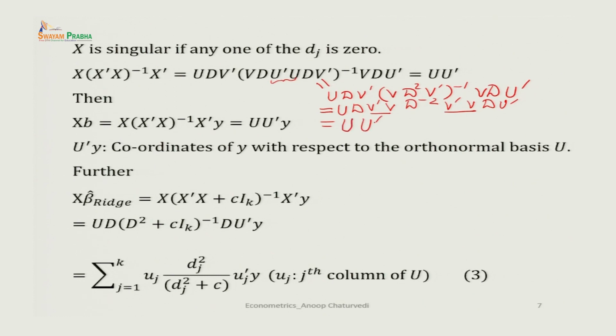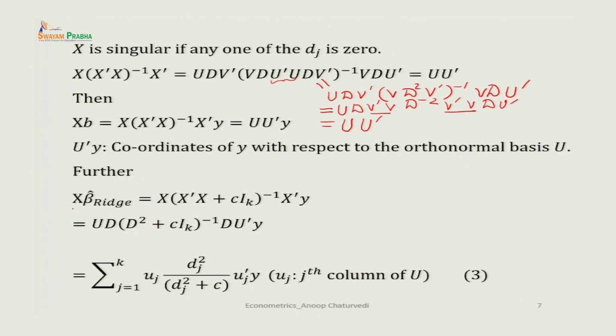U transpose. Actually, this is the predicted value based on the OLS estimator, X beta hat. Then this is equal to X transpose X inverse X transpose y, equal to U transpose y. This is the OLS estimator, and then you have this predicted value. Then U transpose y is the coordinates of y with respect to the orthogonal basis U.